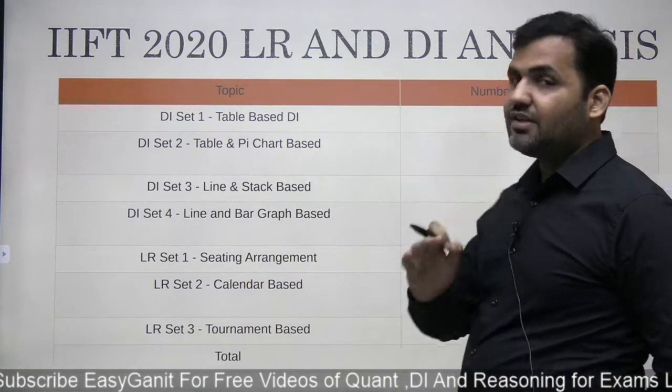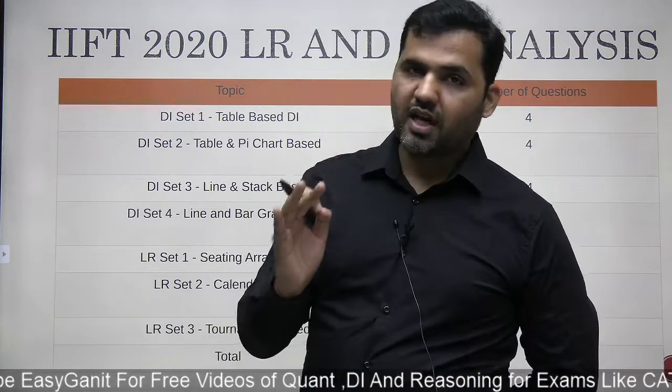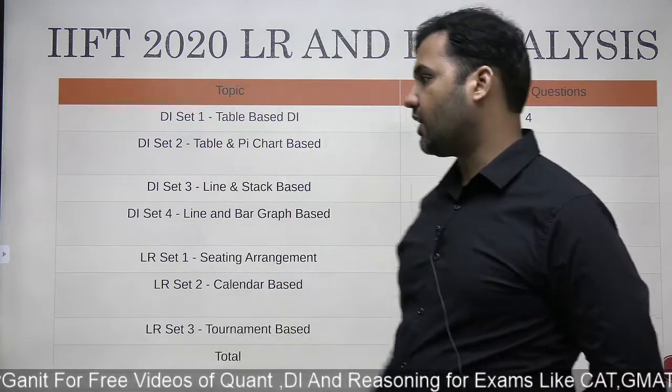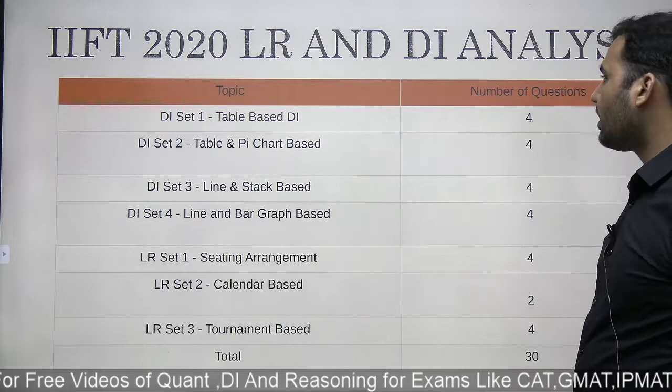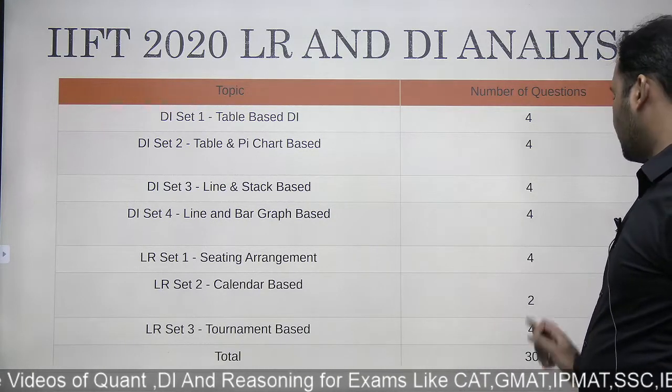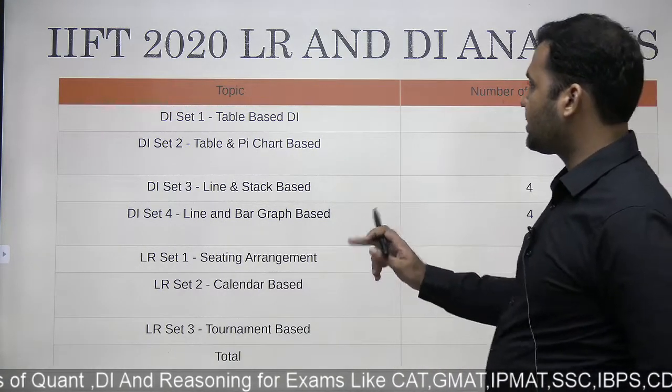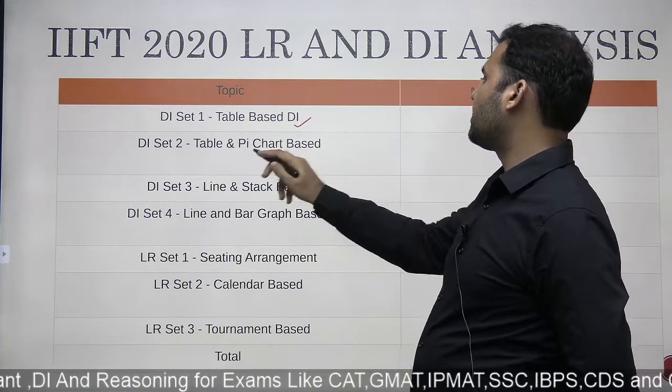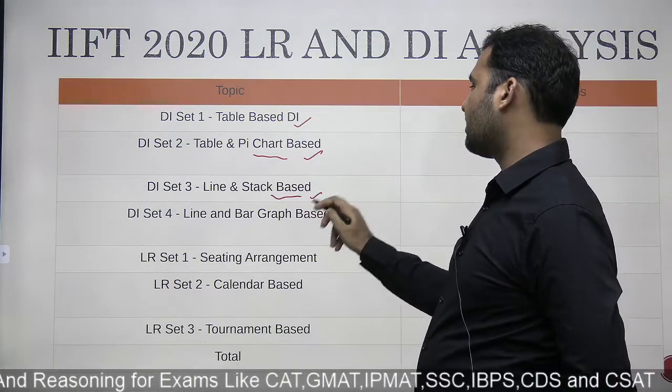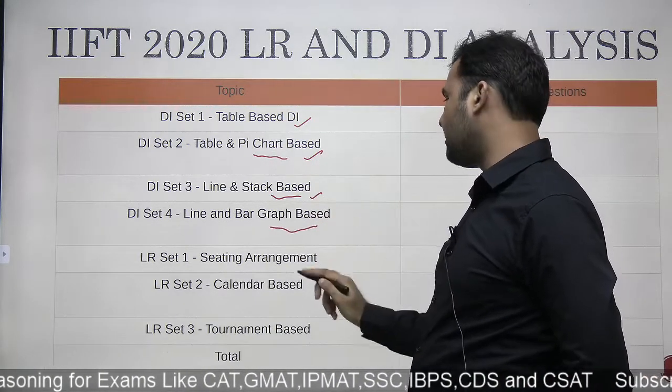So if your DI is strong, then I'll say that spend more time on DI as compared to quant. Otherwise, you can go with the quant only. Okay. I can easily solve this. See the important sections as per last year's paper: table-based data interpretation, table and pie chart, line and stack-based, line and bar. All sets will be familiar.